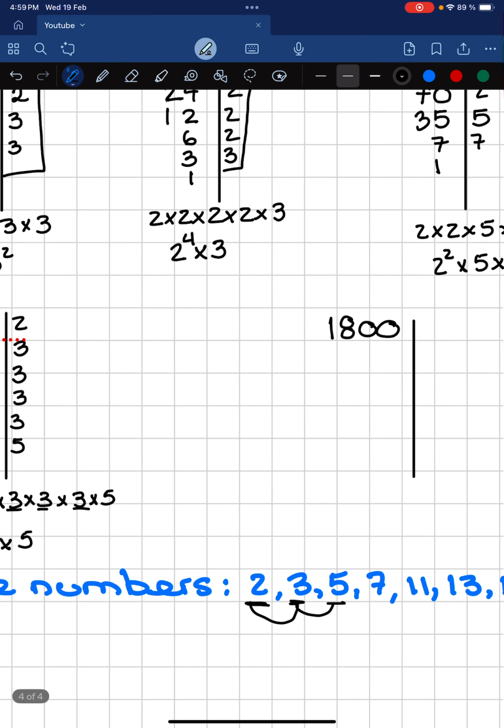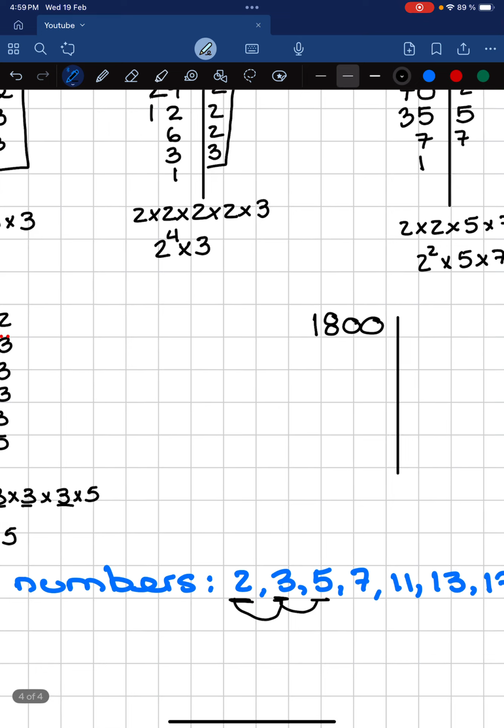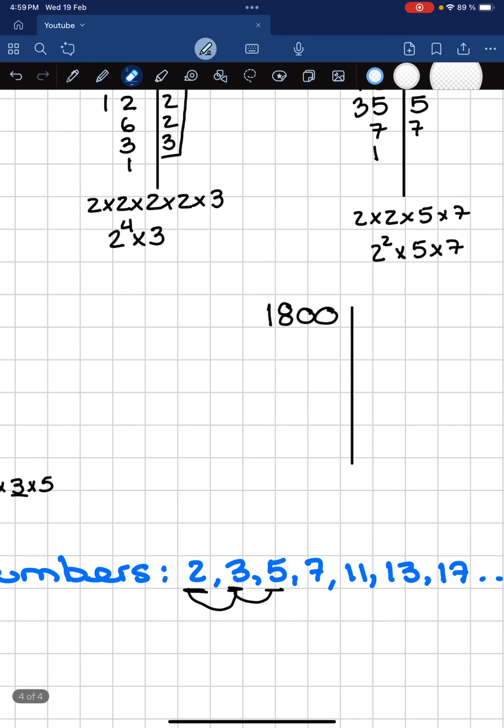Now let's do the longest exercise. Again, if you use my division method, I think it's going to be easier for you. So, let me erase the prime numbers so that we can start over. Let's go.